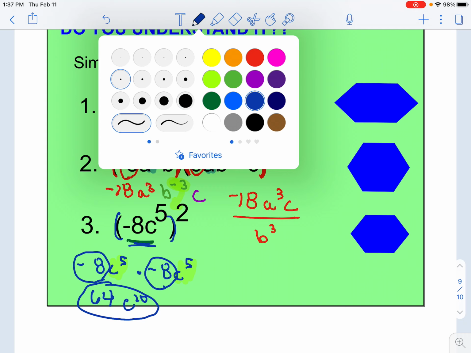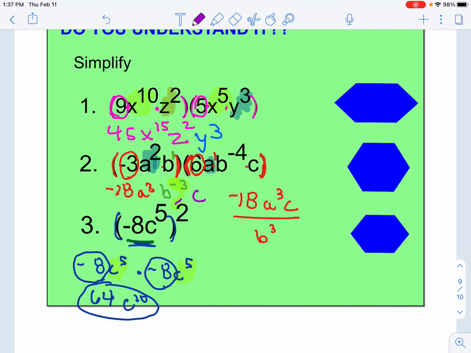Or again, we can look at this as taking this to the 2nd power and this to the 2nd power, which would equal -8 raised to the 2nd power times c to the 5th raised to the 2nd power, which is 64 c to the 10th as well. Okay, so that's the end of the video. Again, check the notes for the ones that you tried on your own. This is the end of day 3.